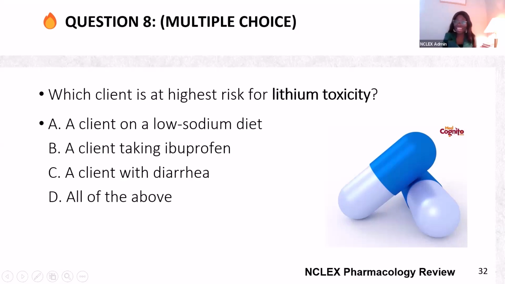So that is another test taking tip. You may not know that ibuprofen is bad, but you know that A is bad and then C is bad, but you're not sure of this. So you can't choose A and C at the same time. It's not select all that apply. So that means it's all of the above. That is a good tip for answering MCQs.